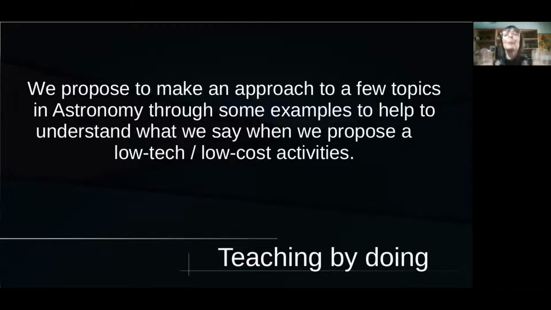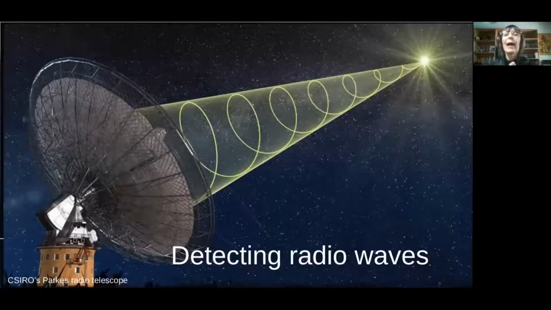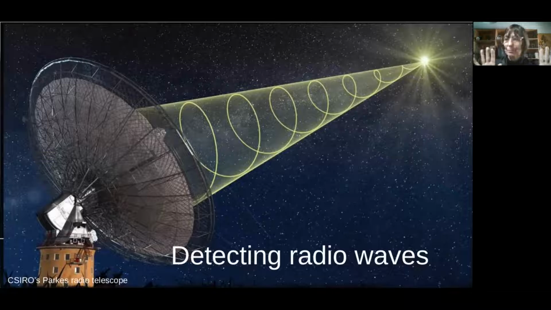We propose now to make an approach based on this kind of ideas about how to teach astronomy using a few simple topics, simple ideas in astronomy or astronomical contents, through some examples to help to understand what we say when we propose low-tech, low-cost activities. And the first example will be connected with the electromagnetic spectrum beyond the visible, the electromagnetic radiation beyond the visible.